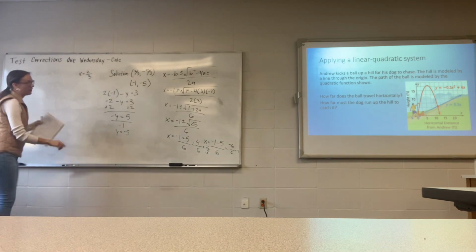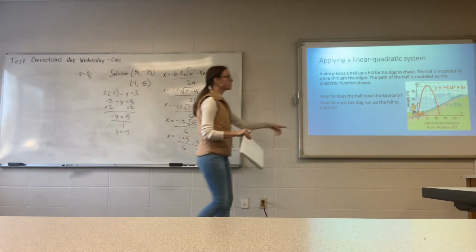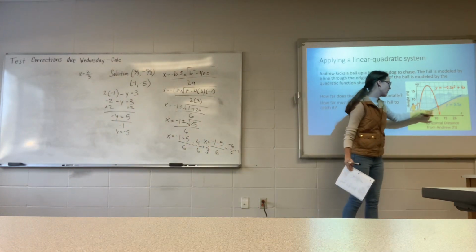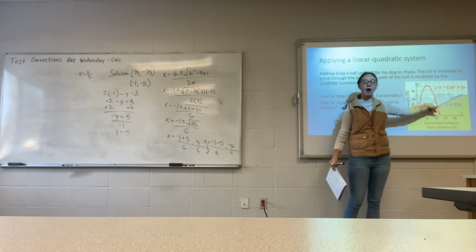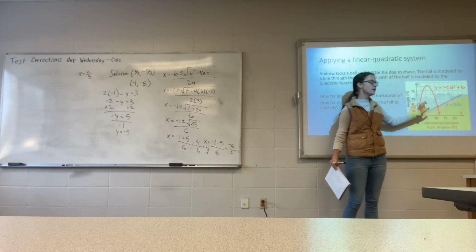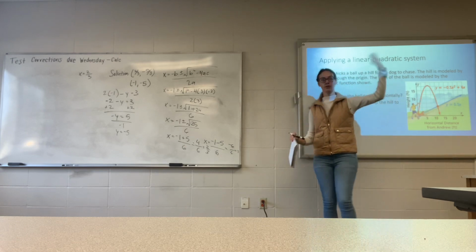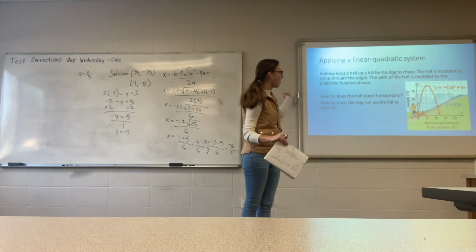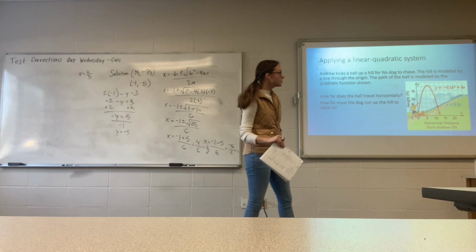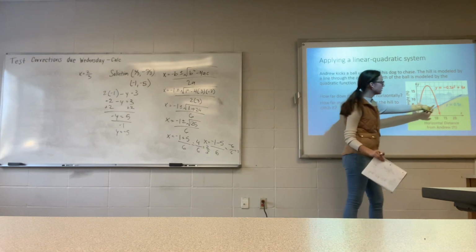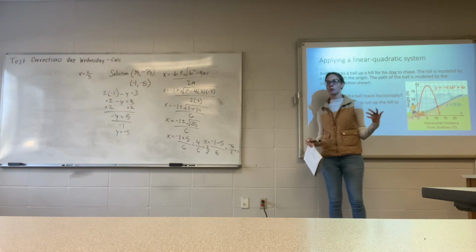This point right here on my graph is the point that's helping me with everything. This is going to be how far the dog has to run, to the point where the ball lands on the hill. That would be the point where I would figure out how far it travels horizontally. So if I can figure out where these intersect, that's going to help me answer all my questions.